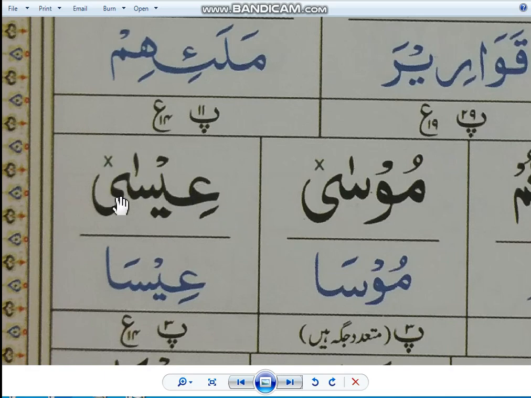Isa. Again, on top of the ya, there's a cross there. So we will be reading it as this. Isa.